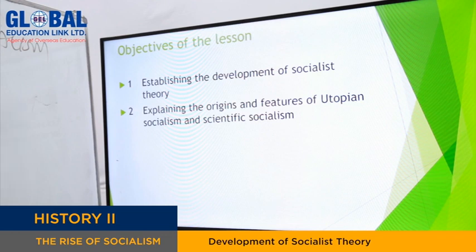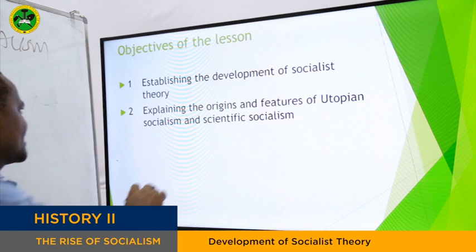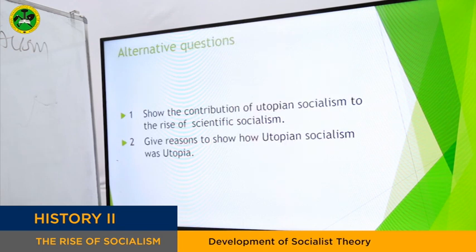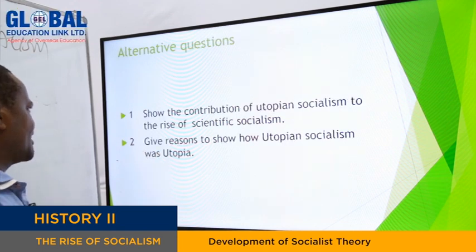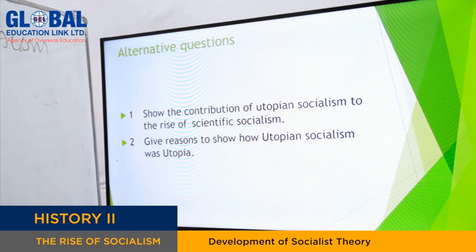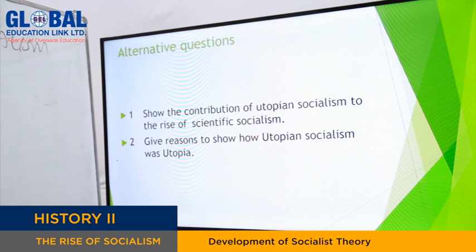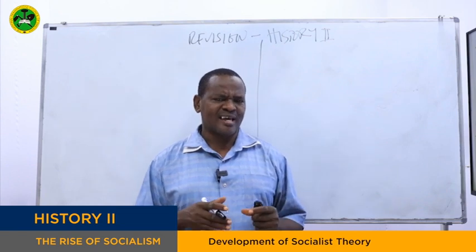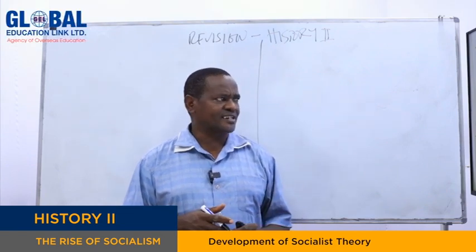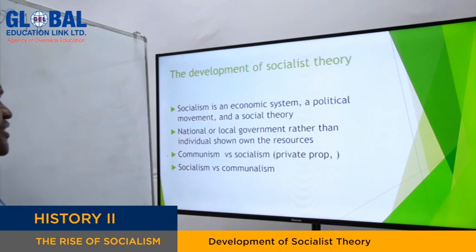My dear students, we've also got some objectives of the lesson. The first is establishing the development of socialist theory, and the second is explaining the origin and future of utopian socialism and scientific socialism. At the end, you're going to answer these questions: show the contribution of utopian socialism to the rise of scientific socialism, and give reasons to show how utopian socialism was utopia. Let's now start with the first subtopic, development of socialist theory in the world.